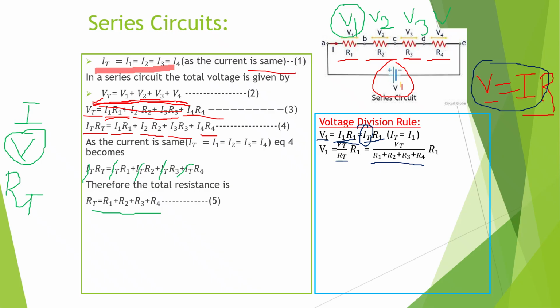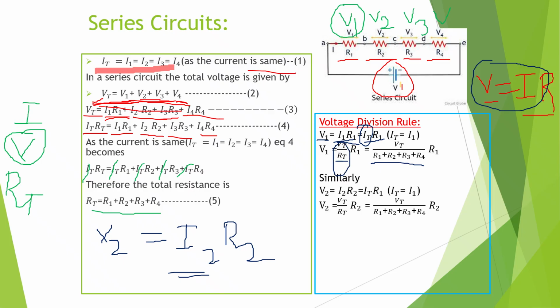So this is V1. So for V2, what will you write? V2 is equal to I2 into R2. Okay, so I am writing it as I2 into R2. Instead of I2, I am replacing it with VT by RT. This can be seen in the following equation. See, it is I2 R2. Instead of I2, I am writing VT by RT. What is my RT? It is the summation of all the resistors.